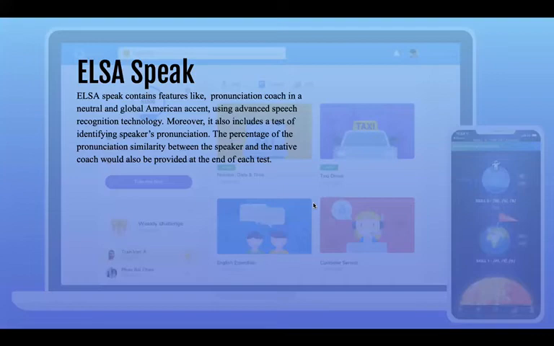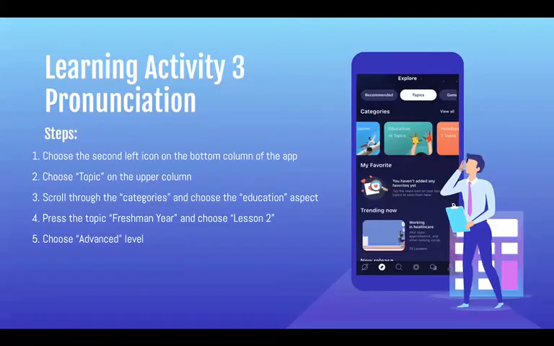Okay, so I assume all of you have completed the process. So let me go through the steps first. For the first step, please open your app, and then you will have to choose the second left on the bottom column of the app, which the cursor is showing. It would be like a compass icon. So please press on that icon.